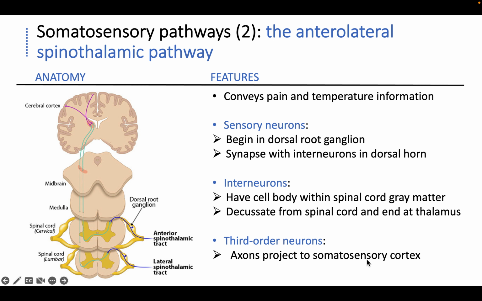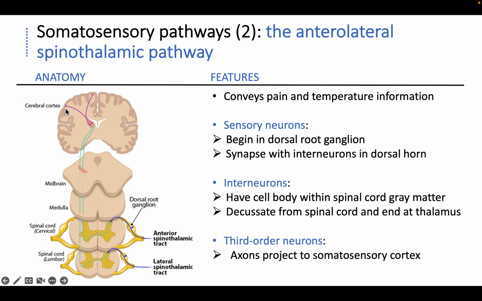Remember, the postcentral gyrus is part of the parietal lobe, and that somatosensory cortex is the functional area of that gyrus. Now, if you look at the third order neurons here in purple, you'll note that one goes to this part of the cerebral cortex, whereas the other goes to this part of the cerebral cortex. So why are they going to different areas, right? So why is one going more medially here, and why is one going more laterally here?